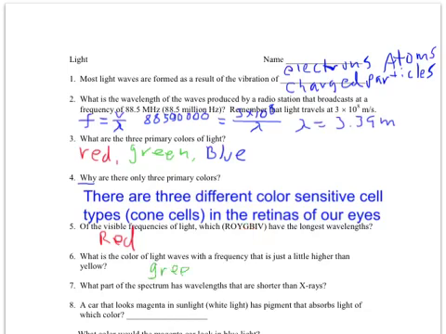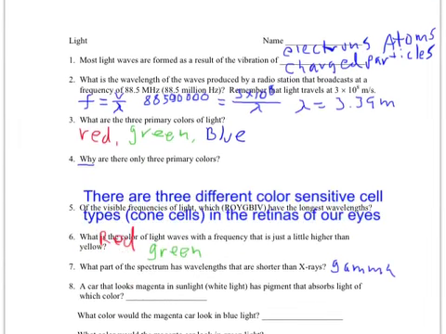What part of the spectrum has wavelengths that are shorter than X-rays? If we look at the electromagnetic spectrum, X-rays are almost the shortest. The very shortest are gamma. So gamma rays are the shortest waves on the electromagnetic spectrum. Let's keep going here.